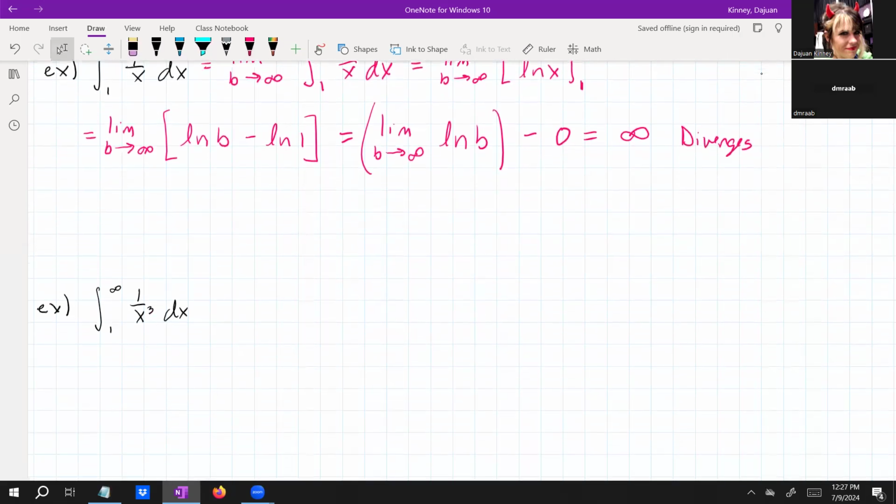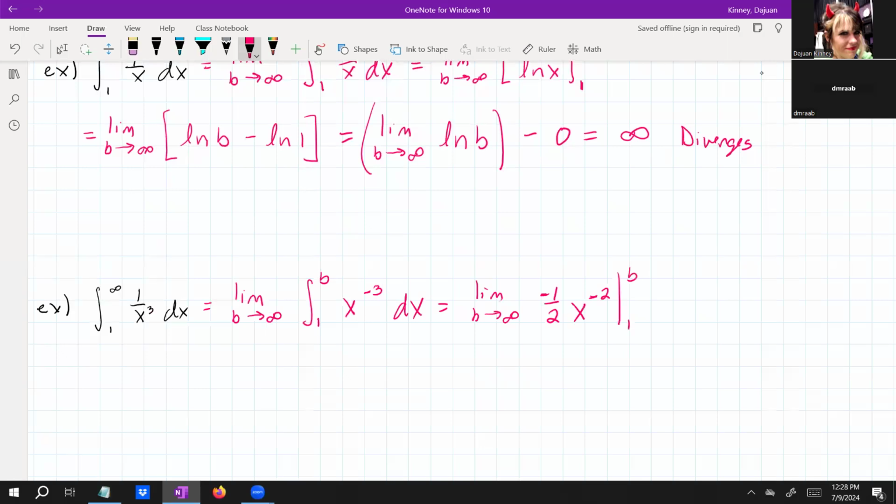All right, hopefully this one here will converge for us. Okay, same thing. The integral from 1 to b of x to the negative third dx, as b goes to infinity. All right, the antiderivative of this is negative 1/2 x to the negative 2. Let me go from 1 to b.